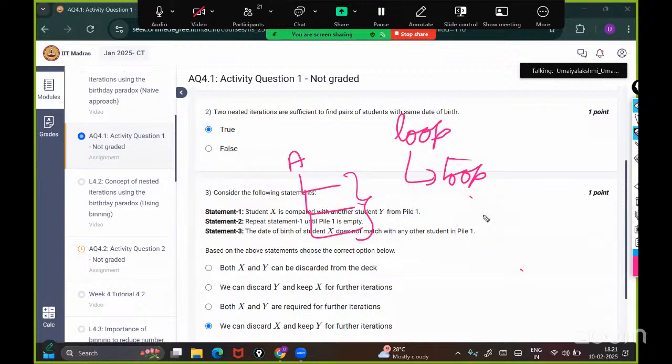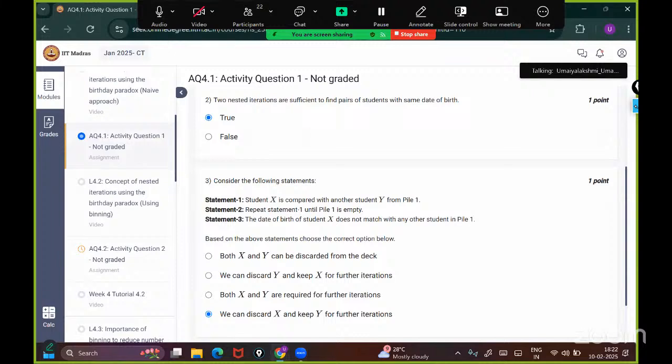No. Two nested in the sense they are trying to mean this only. Like this and this. Two loops. Two nested iterations. Initially, they're trying to say that it's a loop inside a loop. That's it. Is that clear? Yes, ma'am.